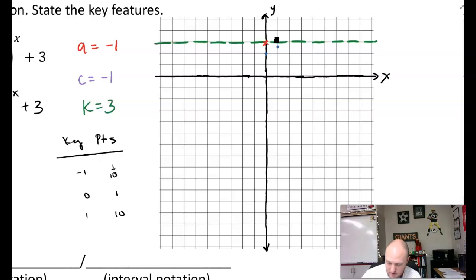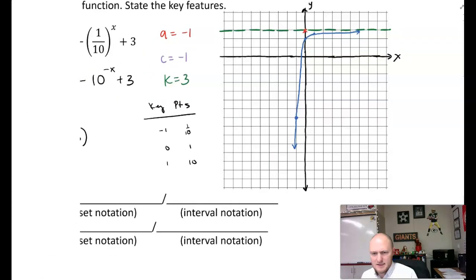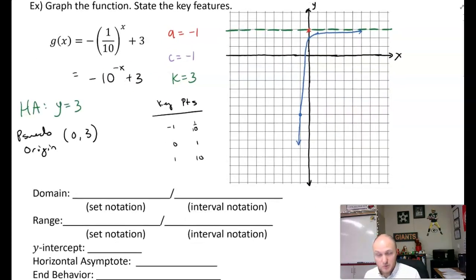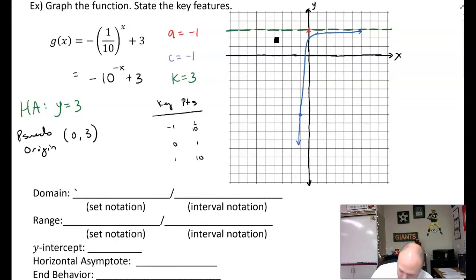1, 2, 3, 4, 5, 6, 7, 8, 9, 10. I do not have room for 100, right? That would be the next point. Left 2, 100. And I'm going to do my best here to graph this accurately. Okay, I'm going to approach that horizontal asymptote, and there we go. Add arrows to the end. Voila! There is base 10. Base 1/10, I should say. This is exponential decay.